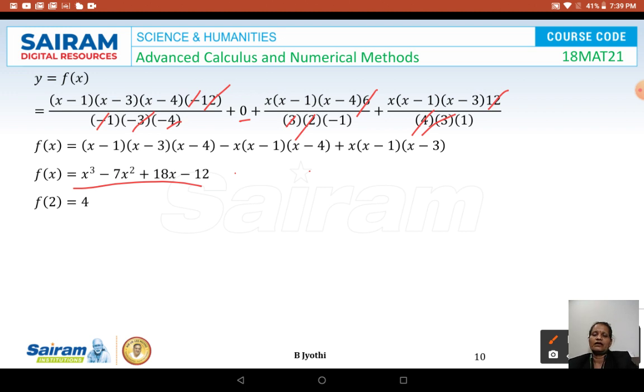Here we can take x minus 1 common and then simplify, or however you wish. You have to get the polynomial. After simplification we will be getting x cube minus 7x square plus 18x minus 12. And if we substitute x is equal to 2, we get f of 2 is equal to 4. This is how we have to fit the polynomial.